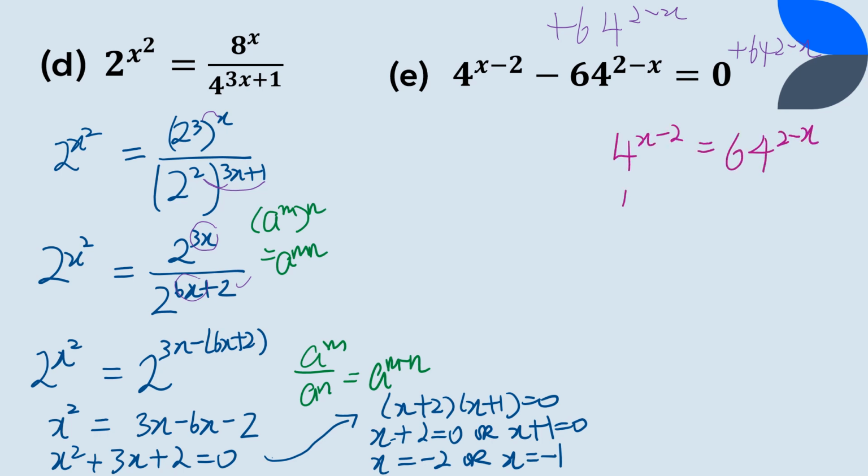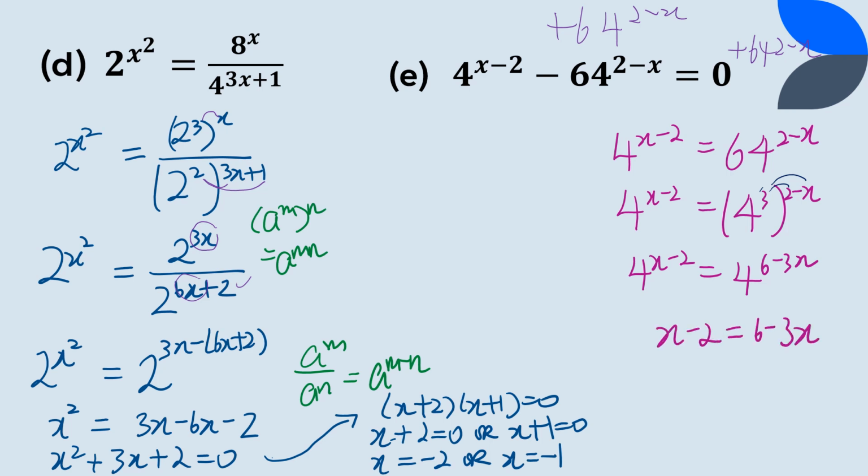yes, and 64 is just 4 to the power of 3, right? And then we apply the rules that we have learned in the chapter of indices. Then we compare the exponent. So basically for all these questions, all we need to do is just to make the base the same, and then you compare the exponent. All right, so pretty easy.